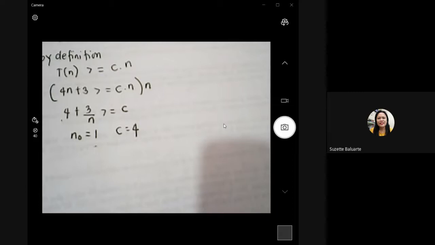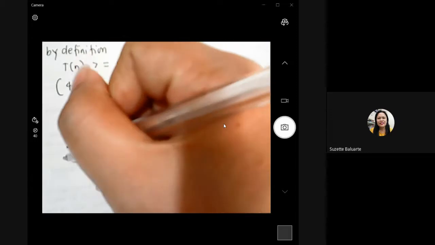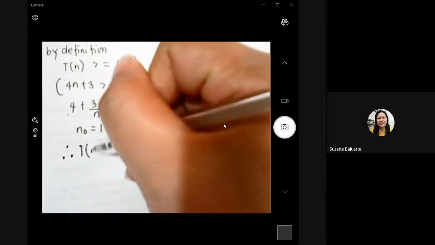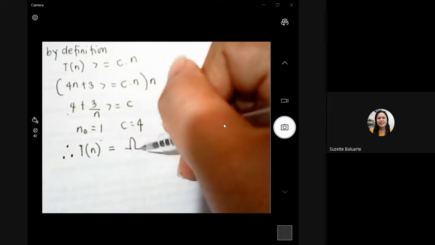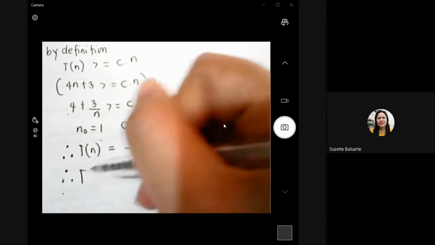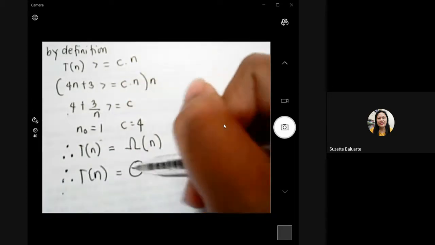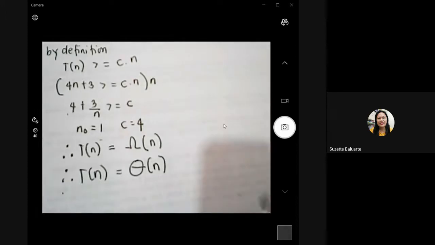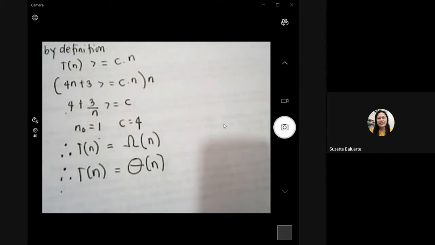Okay, understood? So from this example, we could say, therefore, T of n is equal to big omega of n. Which is, therefore, also T of n equals big theta of n, since you proved it is both big omega and big O. Okay? Let's have one more example, another example with a negative.